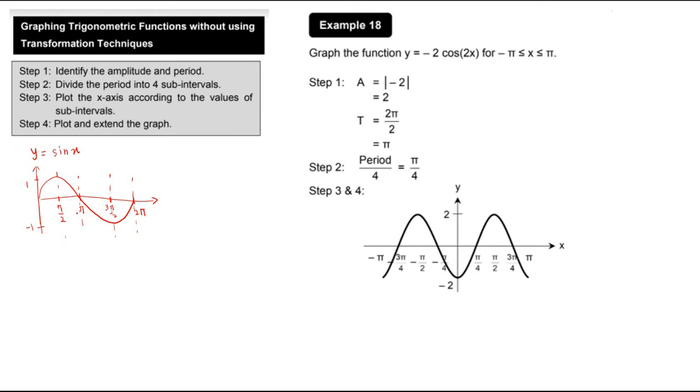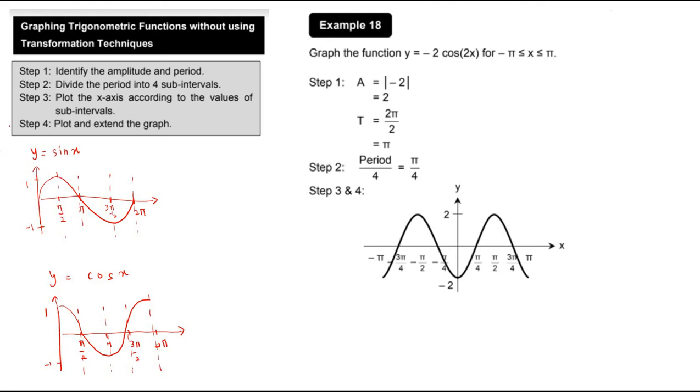The second type of trigonometric graph is y equals cos x. And the standard shape of the graph is like this. The amplitude is also 1 and the period is 2 pi. So here pi over 2, pi, and here 3 pi over 2. This graph can also be divided into 4 sub-intervals.